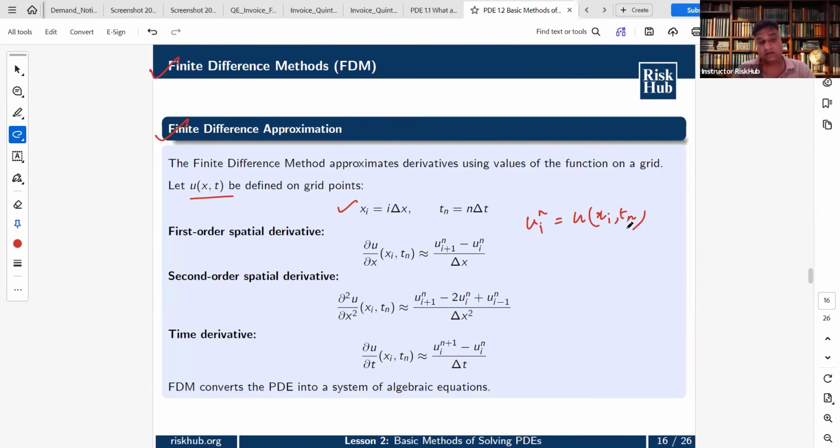First order spatial derivatives, we look at this. Second order spatial derivatives, we look at this. Time derivative, we look at this.